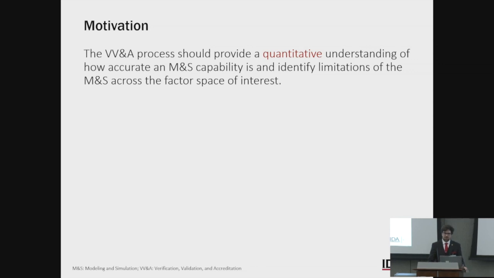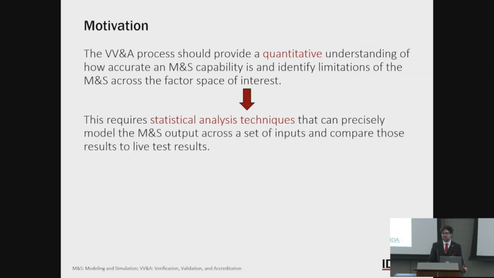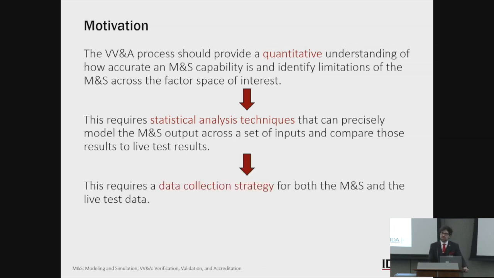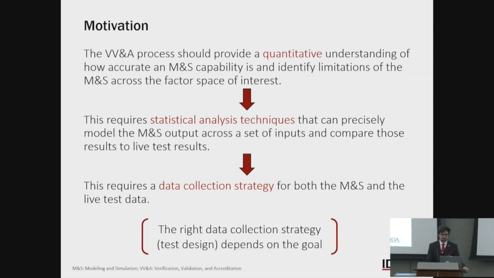Overall, starting from the beginning, we would like to have a quantitative understanding of how accurate the M&S capability is, and identify its limitations. This requires appropriate statistical analysis techniques, which, as Joanna described, may not be the same techniques that we would use for analyzing live data. We may want techniques that can discover that interesting bumpy surface that Joanna presented in her talk, and that are able to characterize it and quantify the uncertainty associated with it. And if we're going to be using such methods, we should have an appropriate data collection strategy for the M&S and the live data so that we can have a good exploration of that space and discover all of those interesting features.